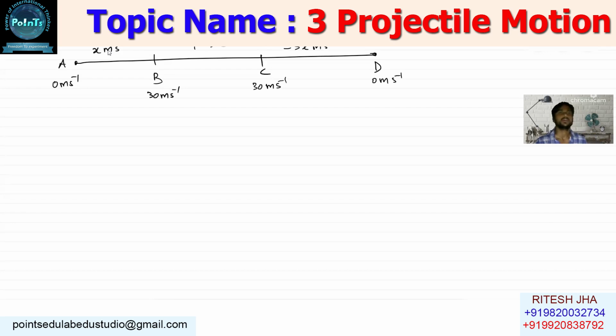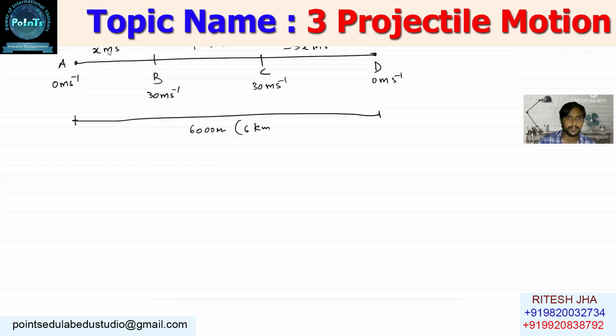Correct? Now, if the entire distance covered is, let's say, 6,000 meters given, that is 6 kilometers basically. And 5 minutes, which is 300 seconds. So you're given this much data, then you have to find out what is x and what is t. This is what you have to find out. So this was the question. This was the checkpoint. So let's understand how to do this question.